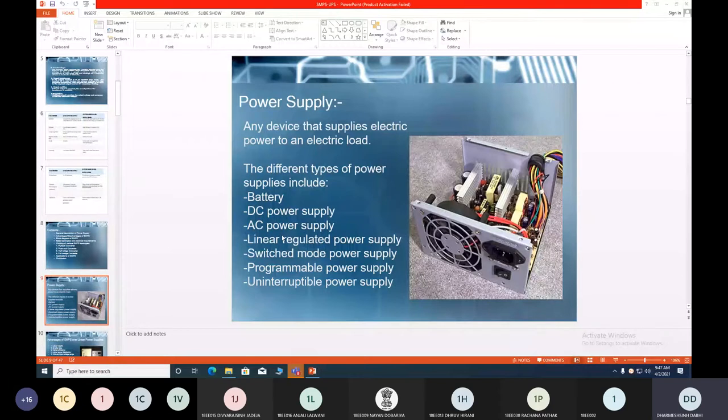But generally in all electronic circuits, for integrated circuits and digital circuits, we require a DC supply. So generally we use the DC SMPS. AC SMPS is also available, but in most applications we use the DC SMPS. So in this chapter we discuss this DC SMPS, whose output is DC. As we discussed, there is the linear regulated power supply that also provides power, then the switch mode power supply, the third one is the programmable power supply, and the fourth one is the UPS, uninterruptible power supply. There are different types of power supplies available, but in most applications we use the switch mode power supply.